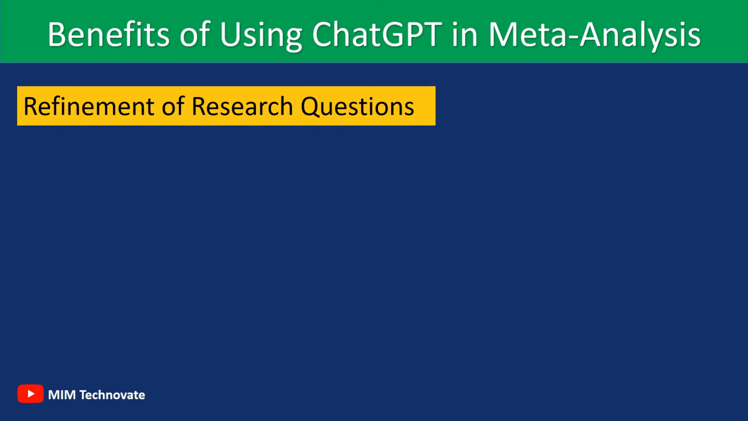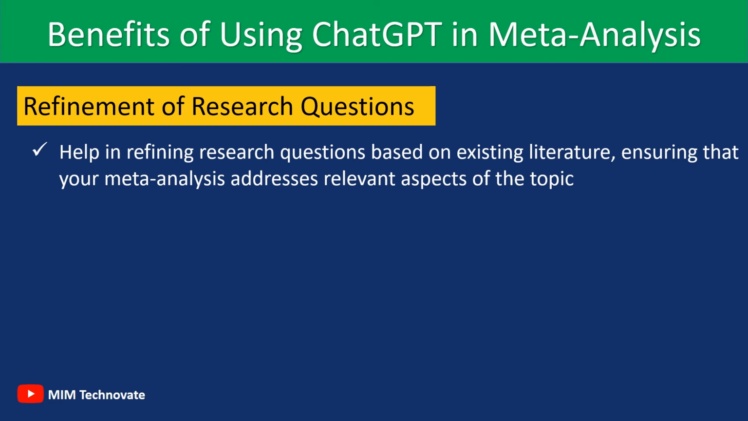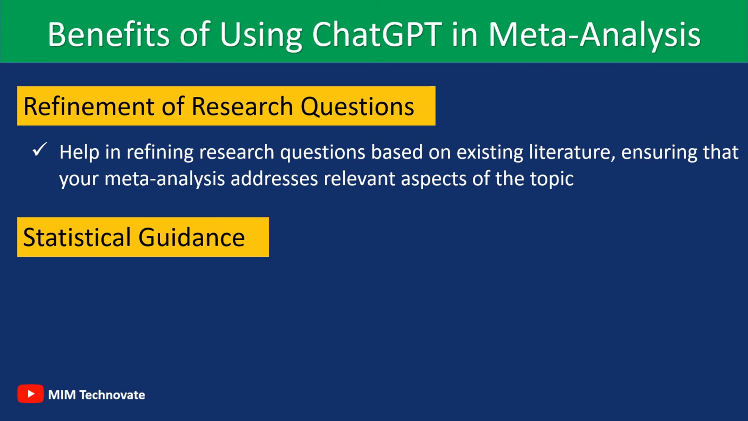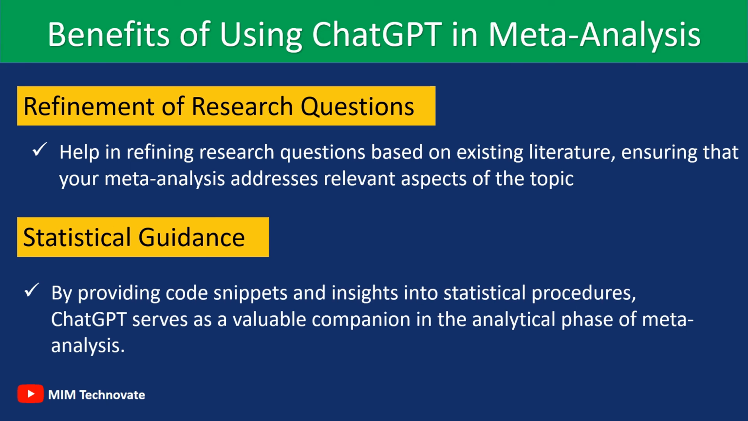Refinement of research questions. ChatGPT can help in refining research questions based on existing literature, ensuring that your meta-analysis addresses relevant aspects of the topic. Statistical guidance. By providing code snippets and insights into statistical procedures, ChatGPT serves as a valuable companion in the analytical phase of meta-analysis.